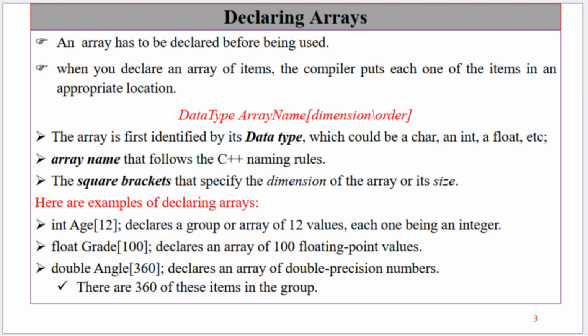Examples of declaring arrays: int age[12] declares a group, or array, of 12 values, each one being an integer. float grade[100] declares an array of 100 floating point values. double angle[360] declares an array of double precision numbers. There are 360 of these items in the group.